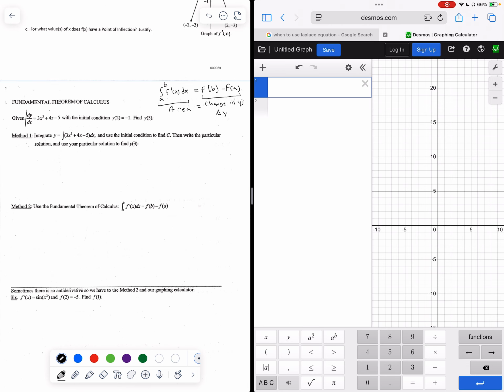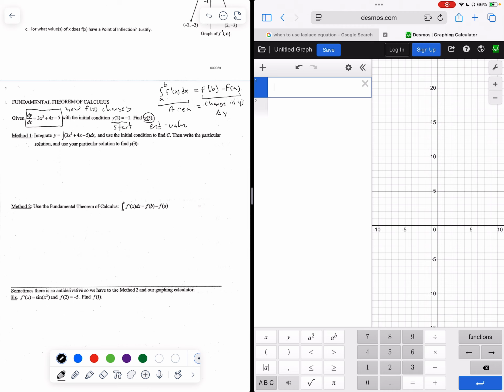So let's say we're given the following derivative, dy/dx is 3x squared plus 4x minus 5. Remember, since this is a derivative, this tells us how the function's values change. So we can use that to help us find, one, the function, and also how much the values of the function change. In this case, we're also given some initial condition. y of 2 is -1. We can think of it as our start value, and we want to find y of 3, our end value. In other words, we want to find my new y value.